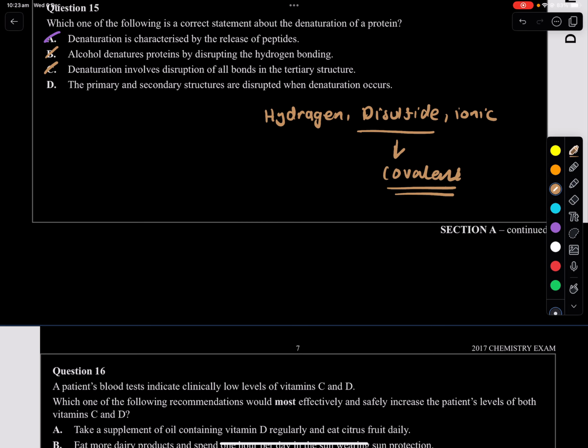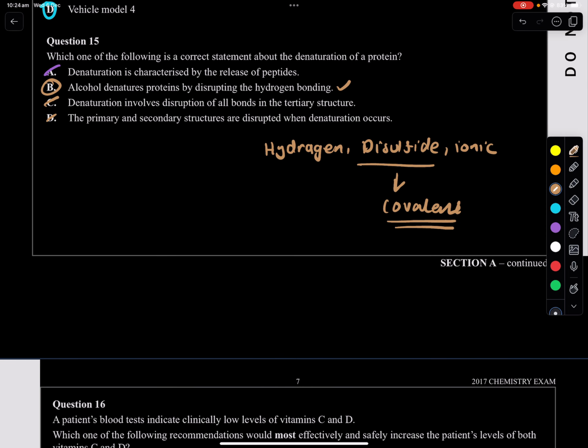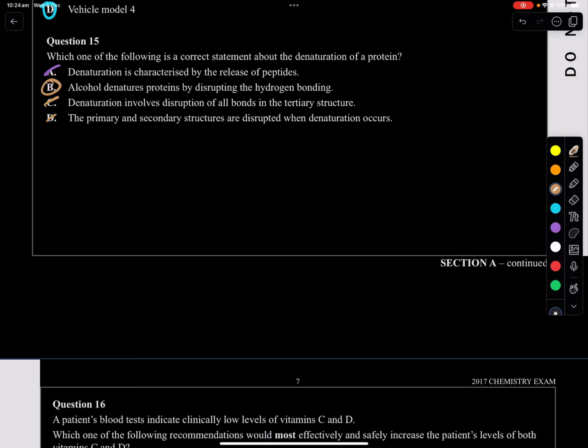D, the primary and secondary structure are disrupted when denaturation occurs. Why did I write B is wrong? Okay, B is possibly a tick. We're supposed to write a tick. I don't know why I put it wrong. We just proved that it can disrupt that. Back to D: remember, denaturation only disrupts the secondary, tertiary, and quaternary structure. So D is absolutely wrong. So B is your possible answer. Alcohol denatures protein by disrupting hydrogen bonds. Yes, it can actually do that in some cases. So that's nice and easy. I hope that is a very good explanation.